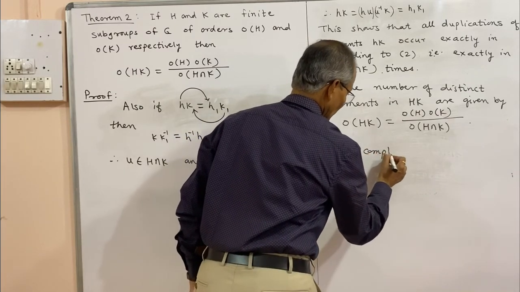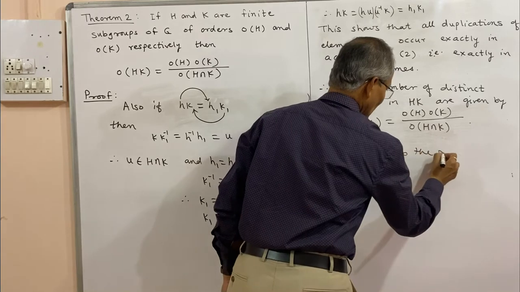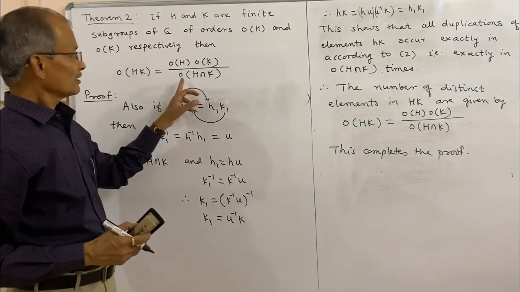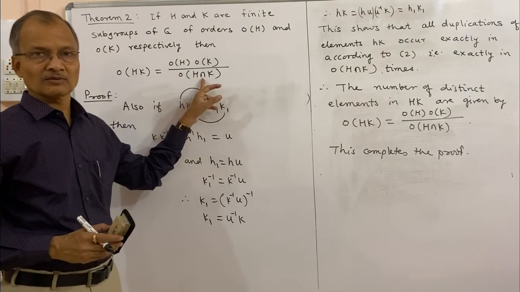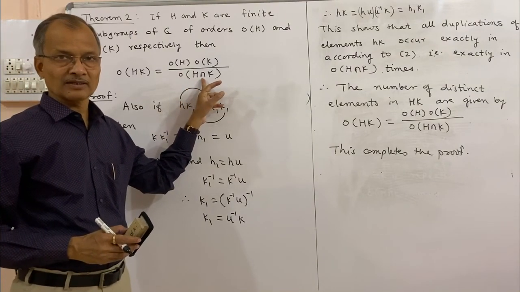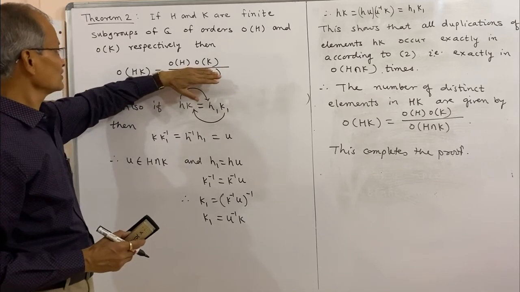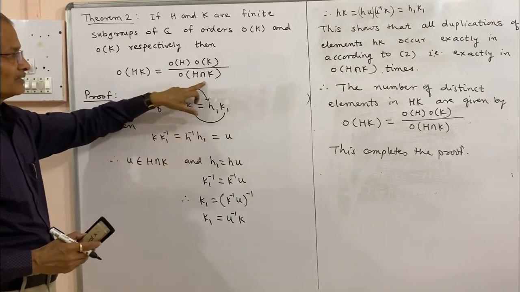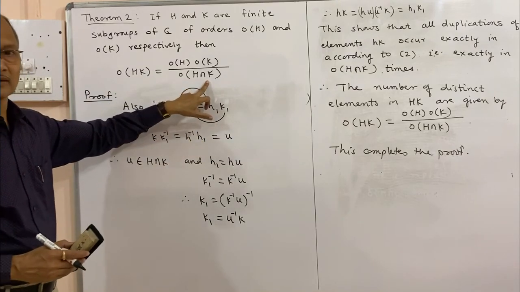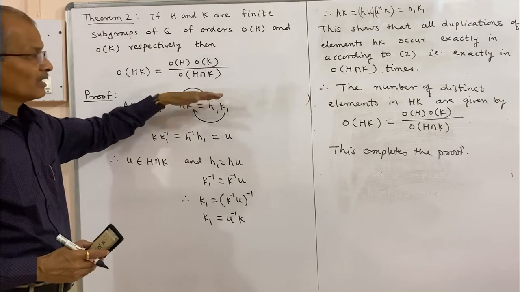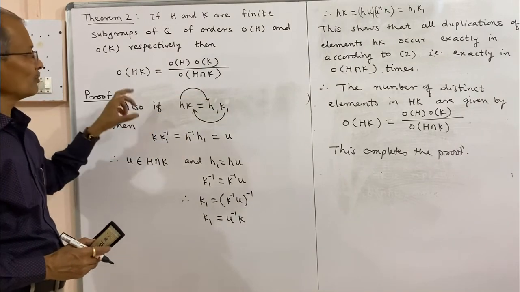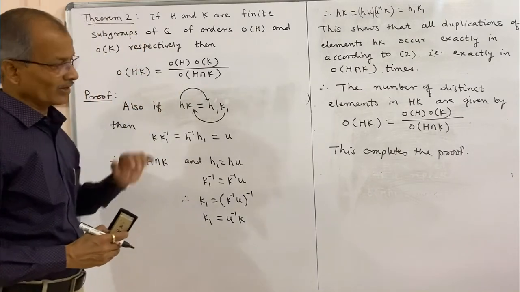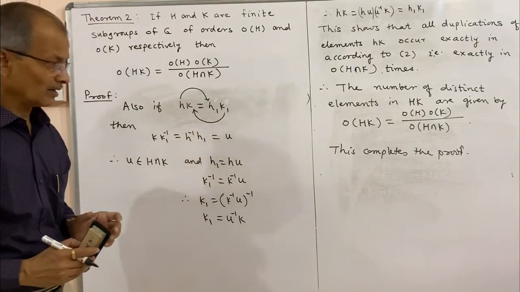This completes the proof. So here we have considered two cases. In first case, the H intersection K is only one element, single element identity. In that case, the result is order of HK is equal to order of H into order of K. And in the second case, if it is not only the identity, it may contain more than one element, then how many times the duplicate elements occur, that we have to consider, and then we have to divide out by the duplicate number of elements.